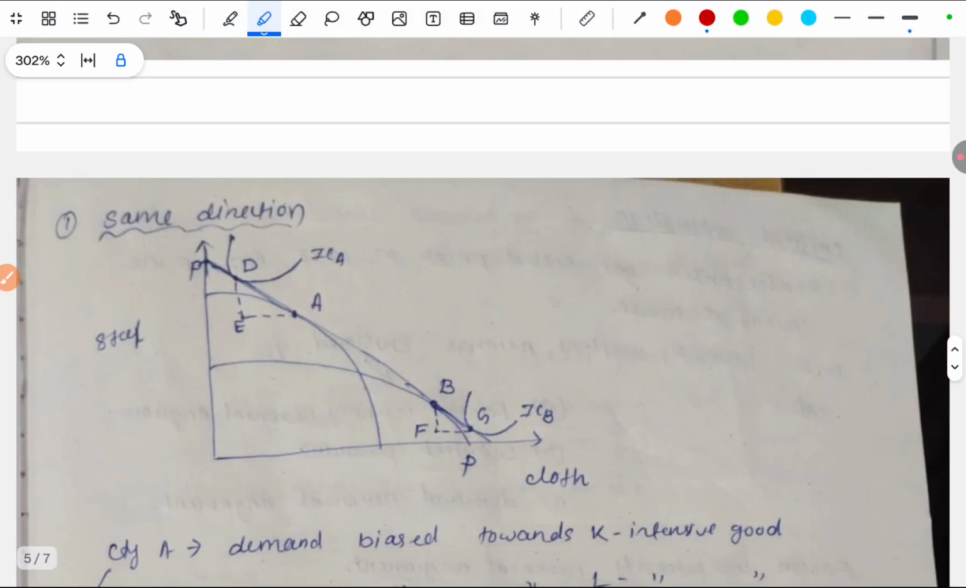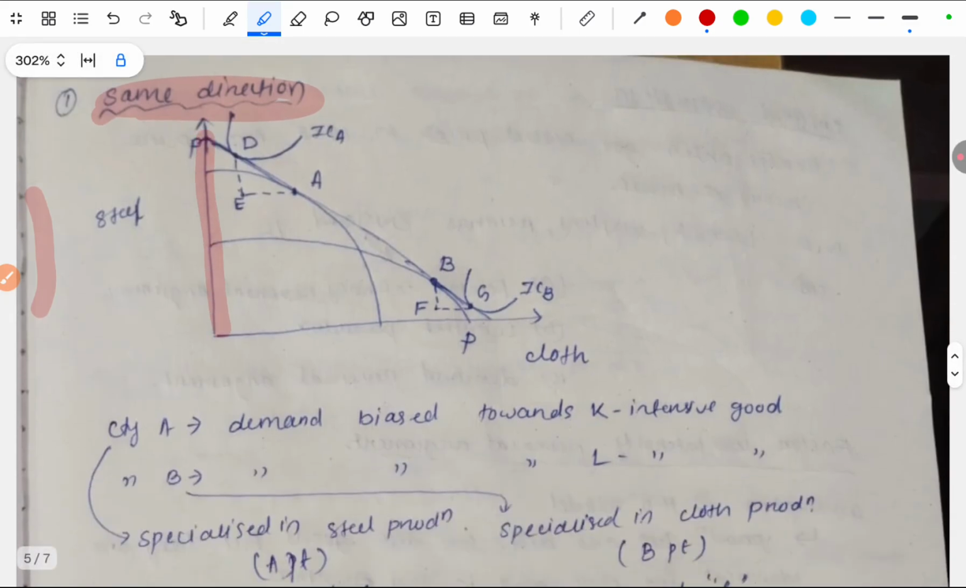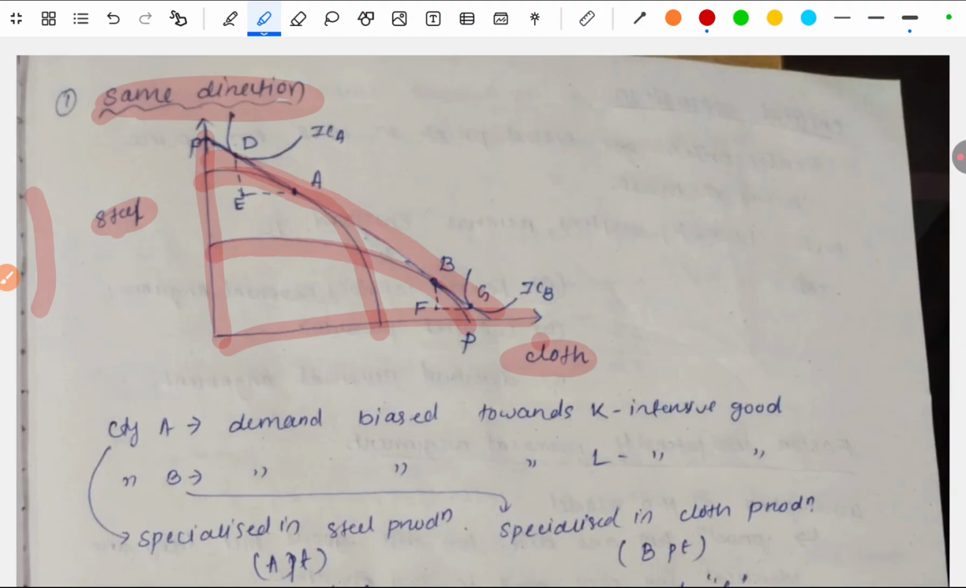Then the first condition, then we will discuss the second definition. Now we will discuss the first definition, that is called the same direction definition. Here this is the y-axis, this is the x-axis. We'll take cloth on the x-axis, we'll take steel on the y-axis. This is the production function for country A, this is the production function for country B. This is the P line, the international terms of trade line. Here this is the indifference curve of consumer A for country A, and the indifference curve for country B.